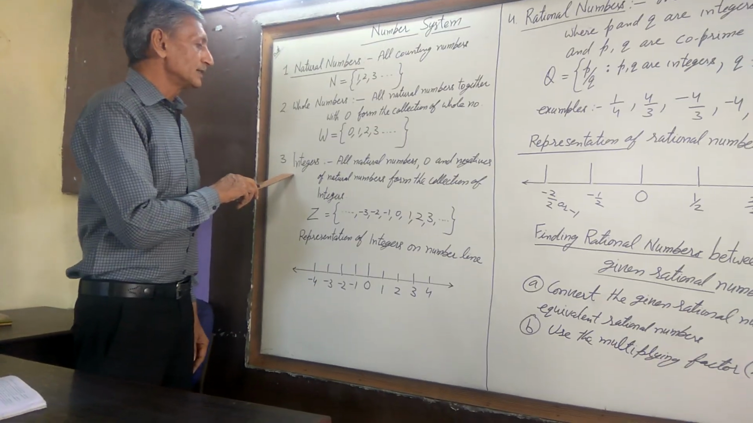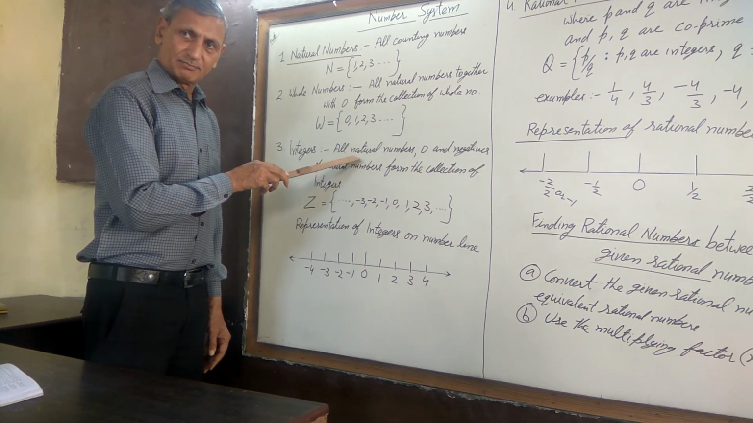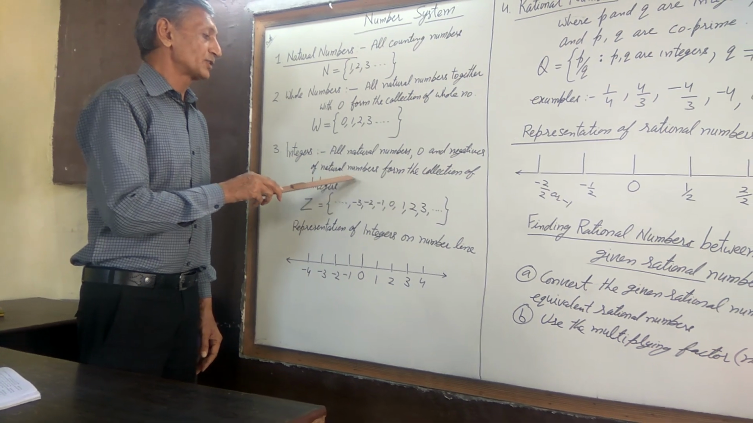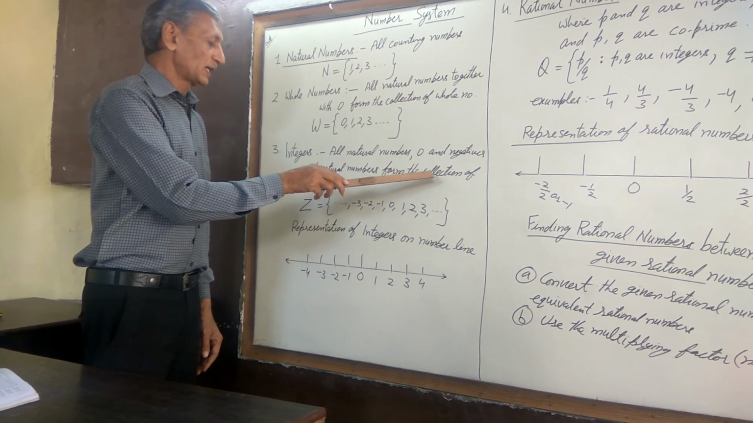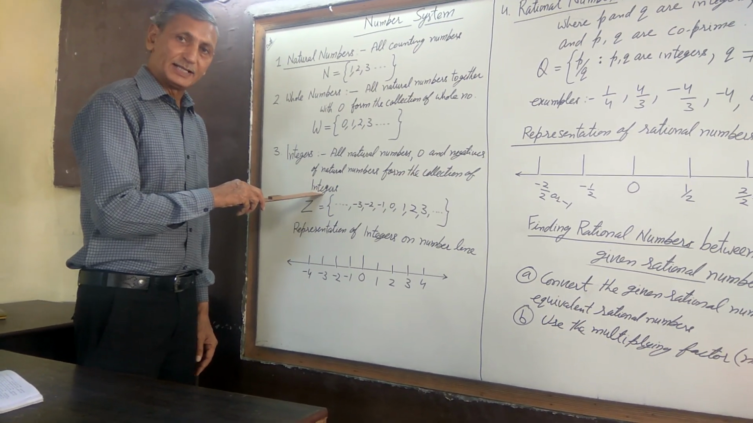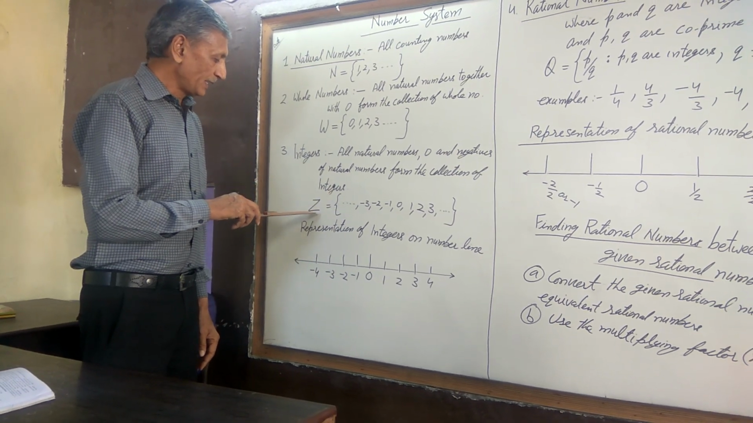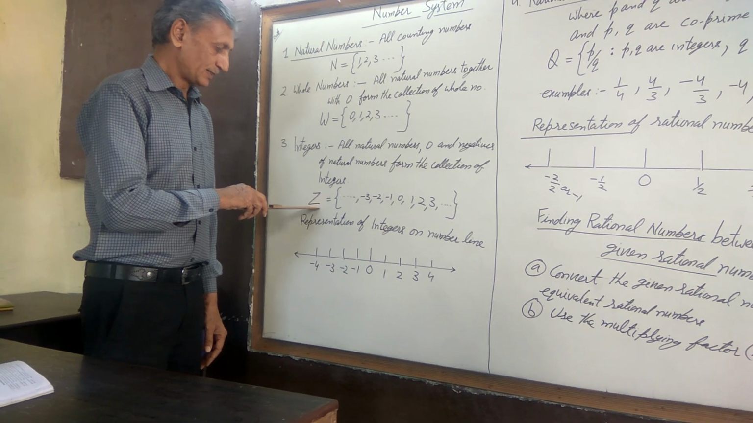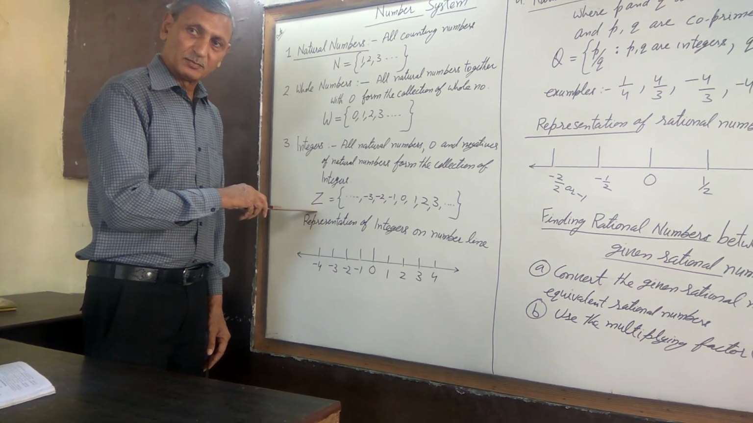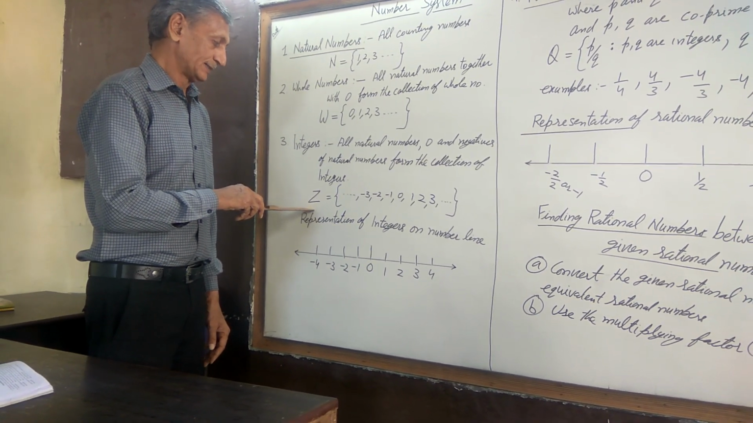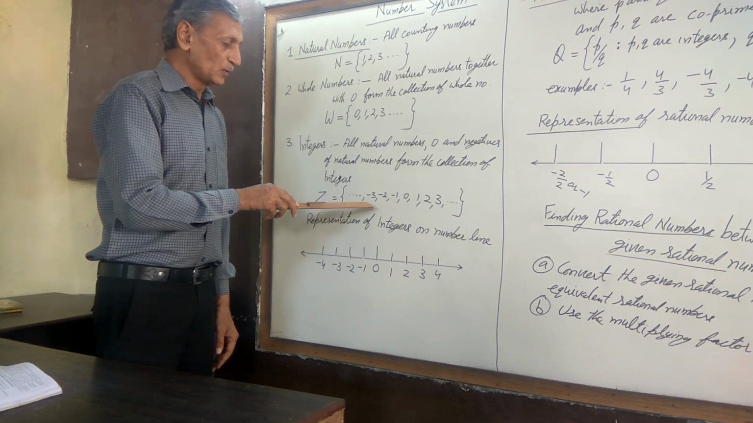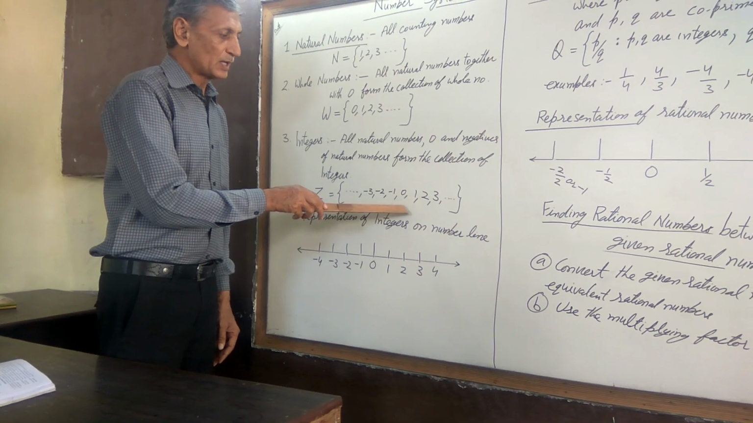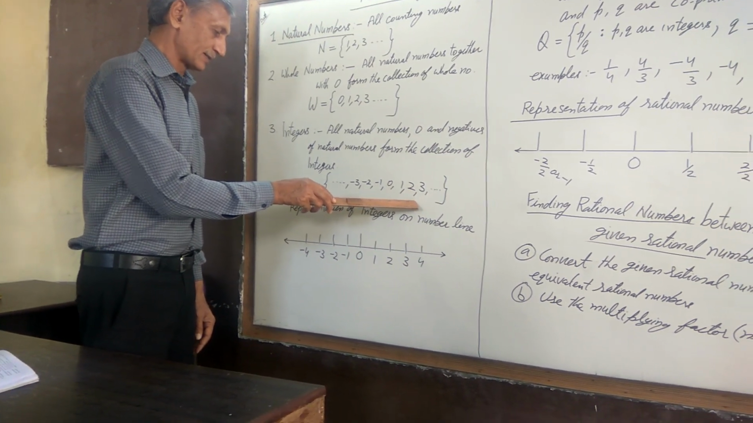Let's take up integers. All the natural numbers, 0 and negatives of natural numbers form the collection of integers. Integers are represented by Z. Z comes from the German word Zahlen. See, they include negative integers, 0 and positive integers.